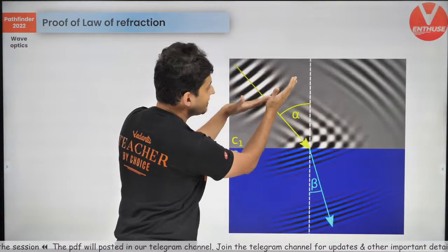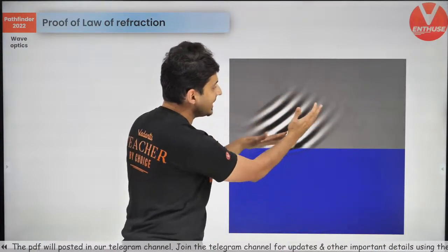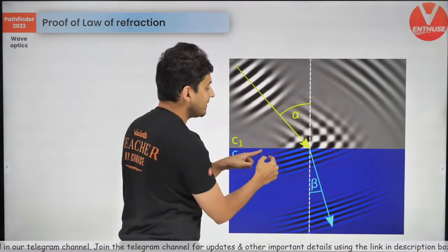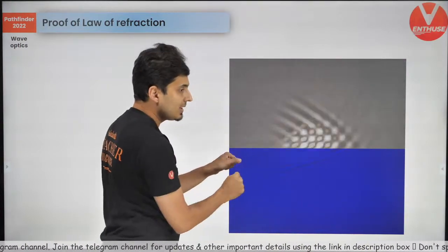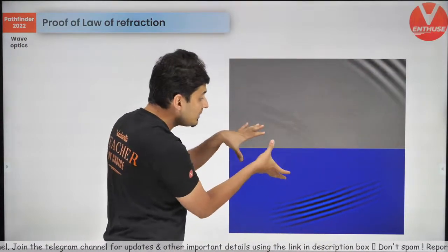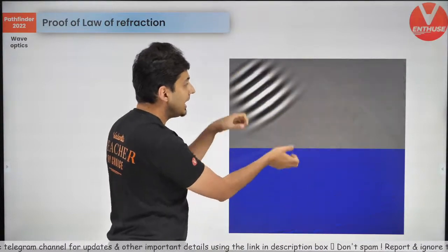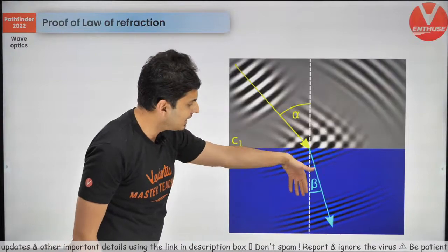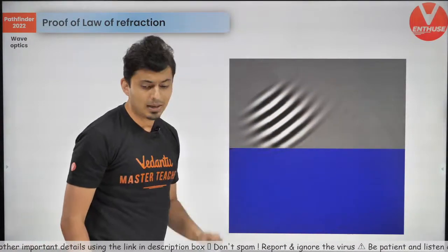So if the wavefronts were traveling at a certain speed in this medium, when these points on the interface start creating wavefronts, their sizes will be a little bit different than the ones which were created here. So you will see the light rays have bent. You can see there is a slight bending.